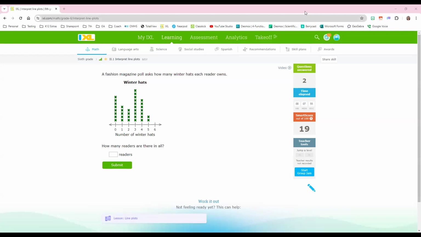All right, let's look at our next question here. A fashion magazine poll asks how many winter hats each reader owns. Then our question is, how many readers are there in all?